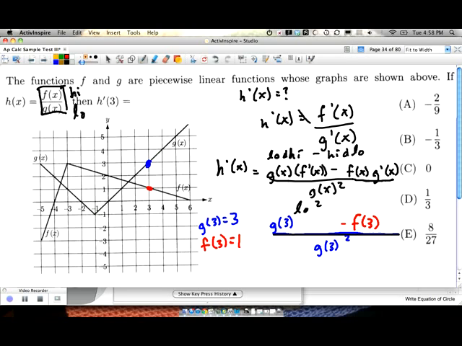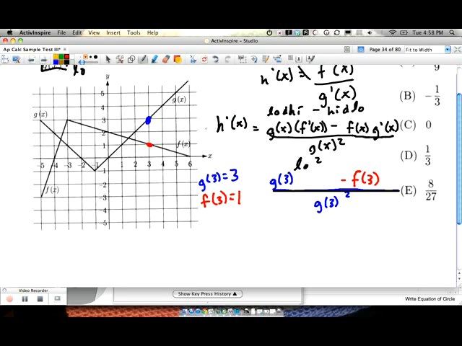That's easy enough. Now for these next pieces, this is where it gets a little bit different and people might not be paying as much attention. When I'm finding f prime of 3, what is that actually asking me to find? F prime of 3 is the slope of f at x equals 3. Let's figure out what that is.